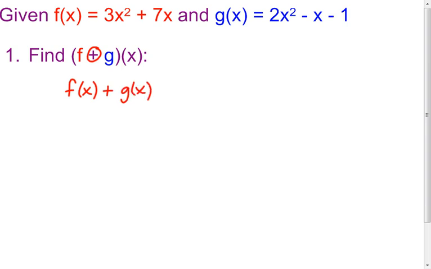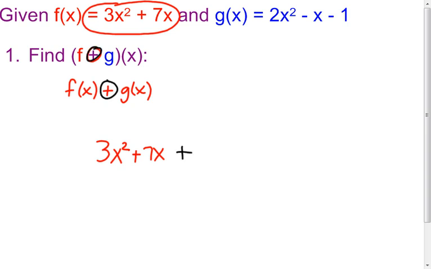So clearly here's the f of x. I am going to take 3x squared plus 7x, and then I am going to add, that's what this plus sign means, the g of x, which I already have right here as 2x squared minus x minus 1. Now, when I'm adding, I don't really need parentheses. I can just add in any order, and I can combine my like terms.